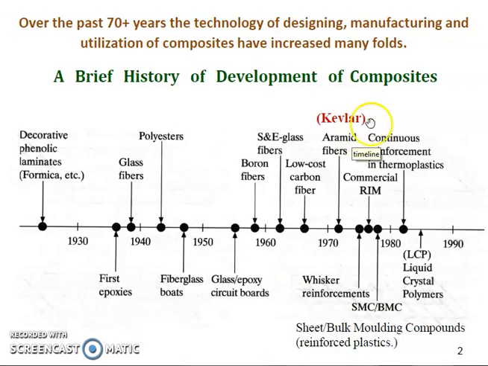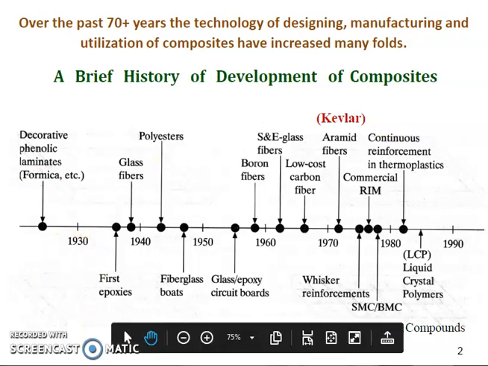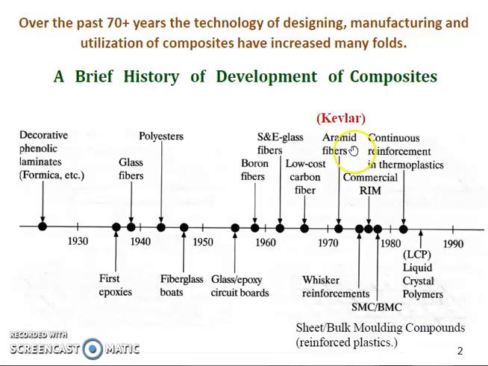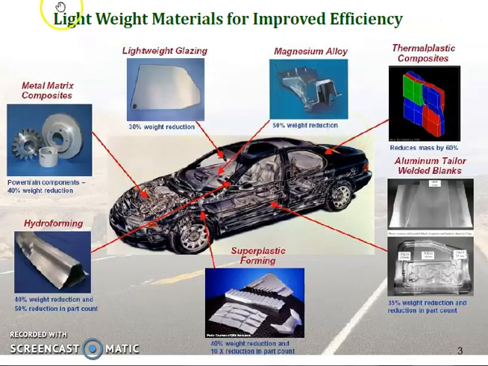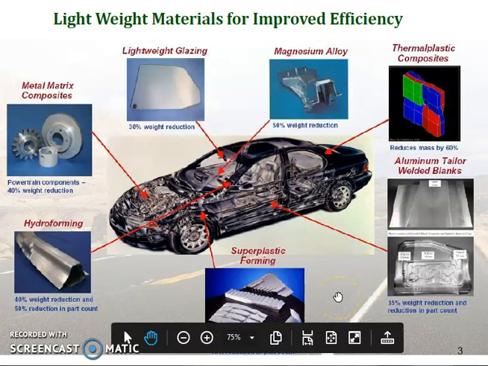For the past 70 years, the technology of design, manufacturing and utilization of composites has increased. From 1930 to 1990, there was a huge improvement in composite materials. Initially, they started with phenolics and used epoxies and fiberglass boards. Fiberglass boards started in 1945 itself. Then they used glass and epoxy circuit boards. Nowadays they are using Kevlar. Kevlar fibers are mainly used for defense applications, for armor jackets. These are the general applications of composite material.